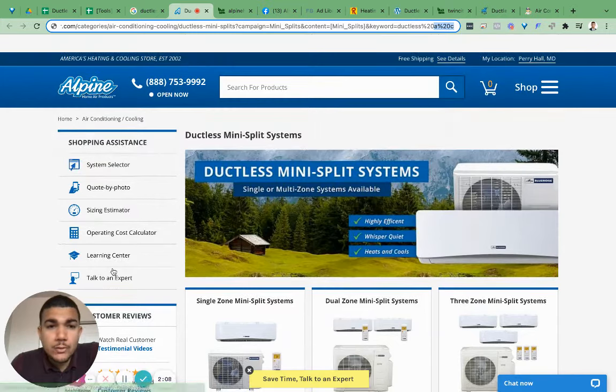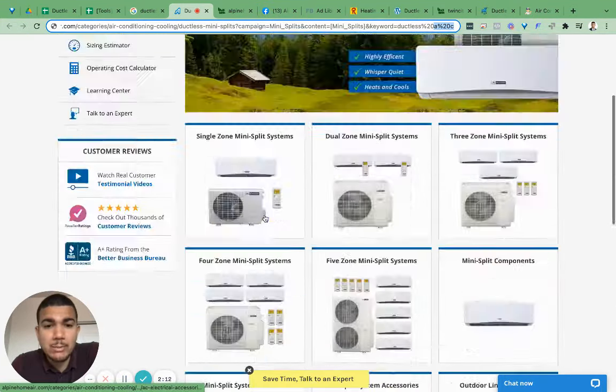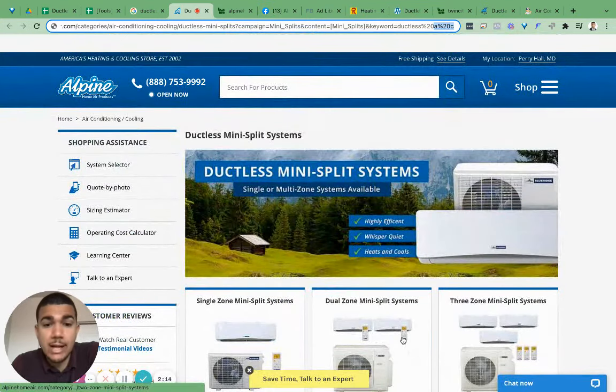So they're running it to their ductless mini split page. I'm not entirely sure what they're expecting people to do when they get here. There's a lot of different options. As a rule of thumb, you always want to have a landing page whenever you're running advertising. A landing page for one specific reason for that keyword.